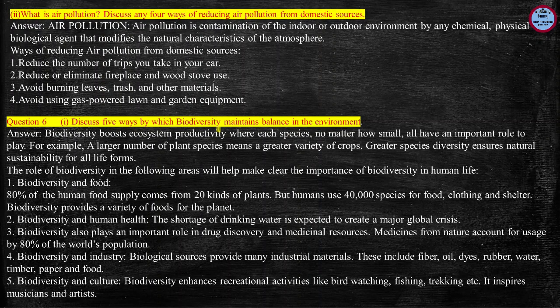And the first way is biodiversity and food. Nearly 80% of the human food supply comes from 20 kinds of plants. But humans use 40,000 species for food, clothing and shelter. Biodiversity provides a variety of foods for the planet.